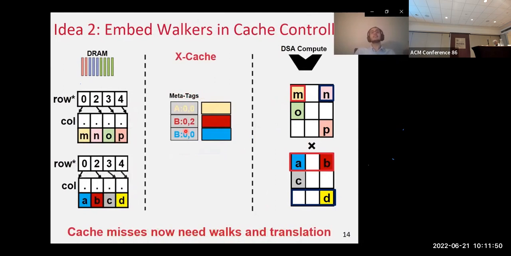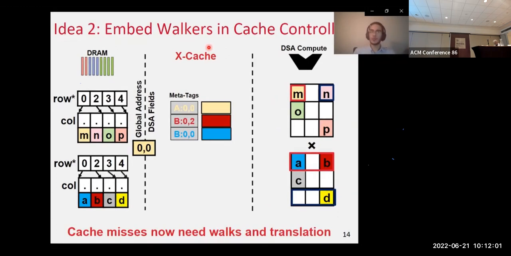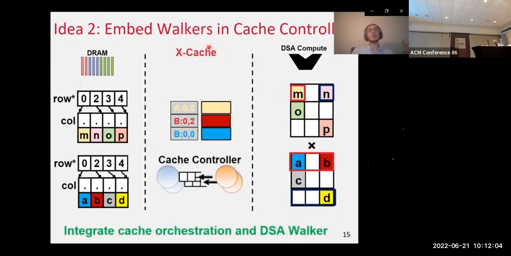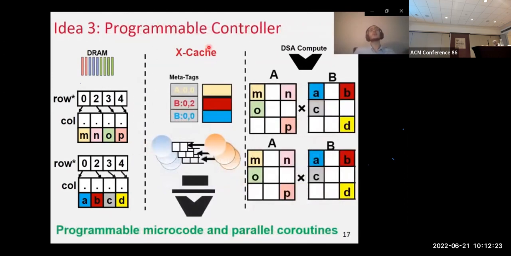The second idea is that we're integrating the walkers into the cache controller. So when there's a miss, we have to go and traverse the DRAM. We have to walk it. But now the onus of walking is completely on the Xcache. Xcache is in charge of issuing walkers, maintaining them, and the data orchestration. And the DSA data path is completely decoupled from these tasks. And the third idea is that we're adding programmability to our cache controller.